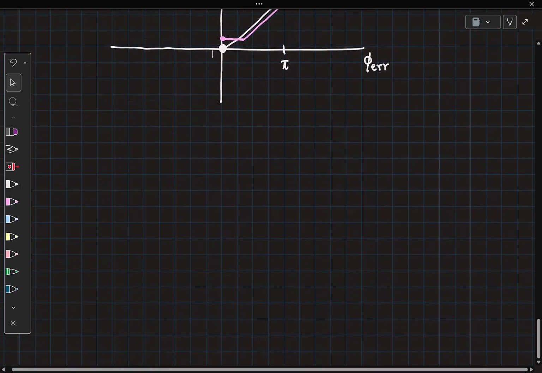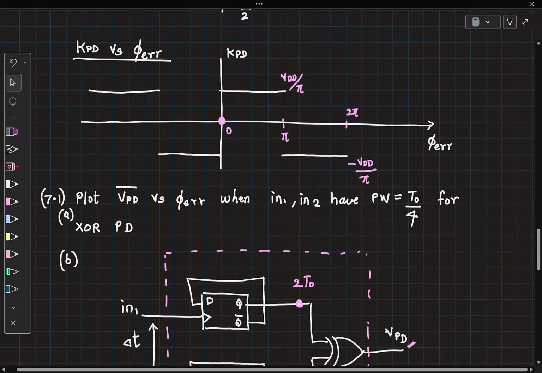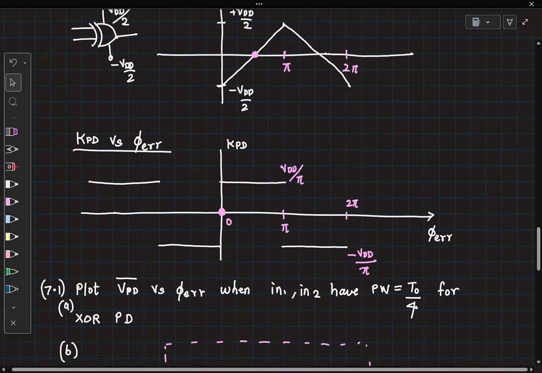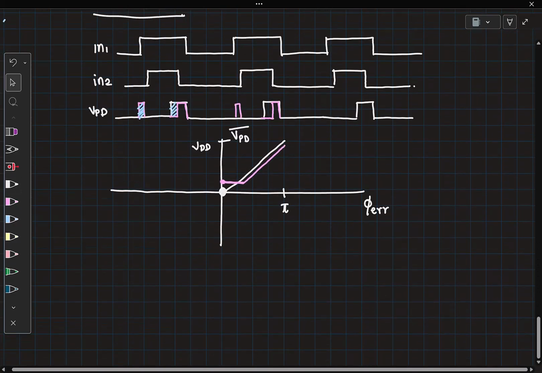The KPD for the XOR also we have switching, like the slope is zero. The value of KPD is constant, but it is non-zero. In this particular case, KPD itself is 0.